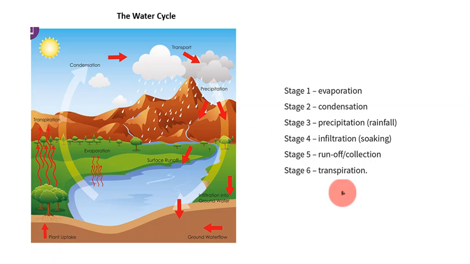So what's happening? We start off with a body of water, and also with excess water on any of the green plants. The heat energy from the sun is going to heat up the body of water, and it's going to heat up the plants as well. And you'll get evaporation and transpiration.